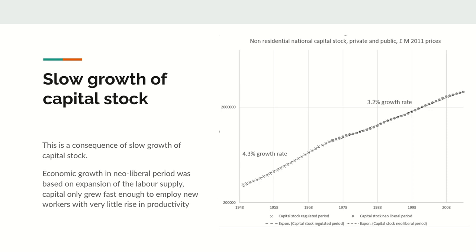It also is reflected in the slower rate of growth of the capital stock of the country. During the mixed economy period, the capital stock in the form of productive assets rose by about 4.3% a year. After that, it grew at 3.2% a year, which is a shift to a model of economic growth based on expansion of the labour supply, importing labour from other countries, and a very low rate of accumulation, only enough to re-employ new people rather than intensifying the amount of capital employed by each worker.